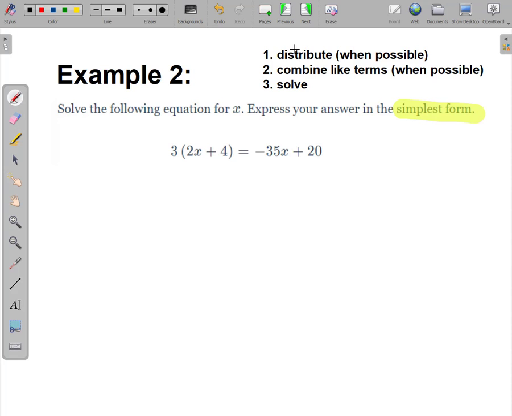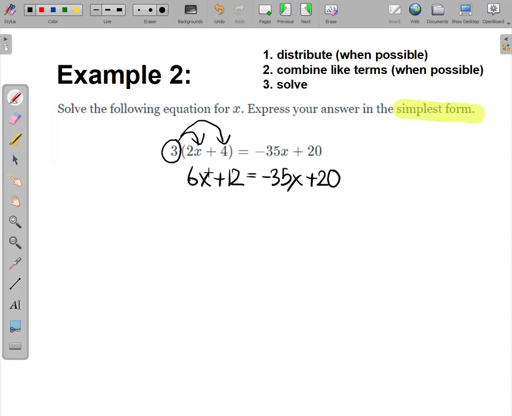Okay, so step number 1, I'm going to distribute when possible. And a dead giveaway that we can distribute is as soon as you have parentheses, you know you're going to distribute. So just like in the last problem, I'm going to distribute the number that's on the outside. That 3 will distribute to 2x to get 6x. That 3 will be distributed to 4 to give me 12. Bring down the equal, bring down the -35x, and bring down the +20.